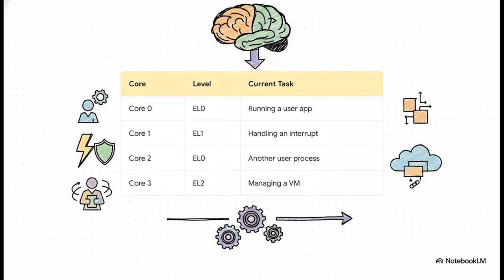So check this out. This is like a snapshot, a single moment in time on a 4-core CPU. And just look at what's going on. Core 0 is just running a user app, totally normal. But Core 1 is in kernel mode, probably handling some hardware interrupt. Core 2 is off running a totally different app, also in user mode. And then you have Core 3, which is running in hypervisor mode, managing a whole virtual machine. They are all in different states, doing completely different jobs, all at the exact same time.